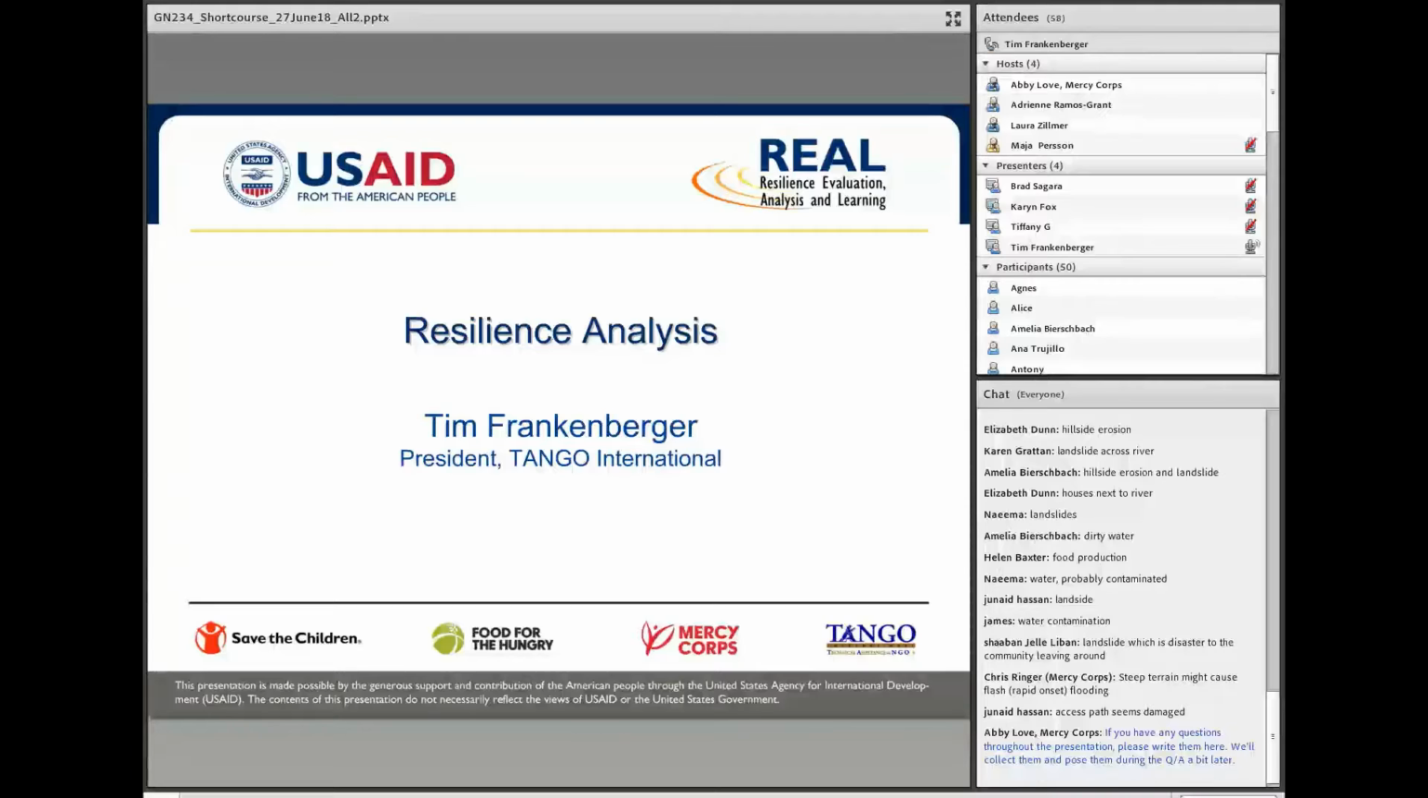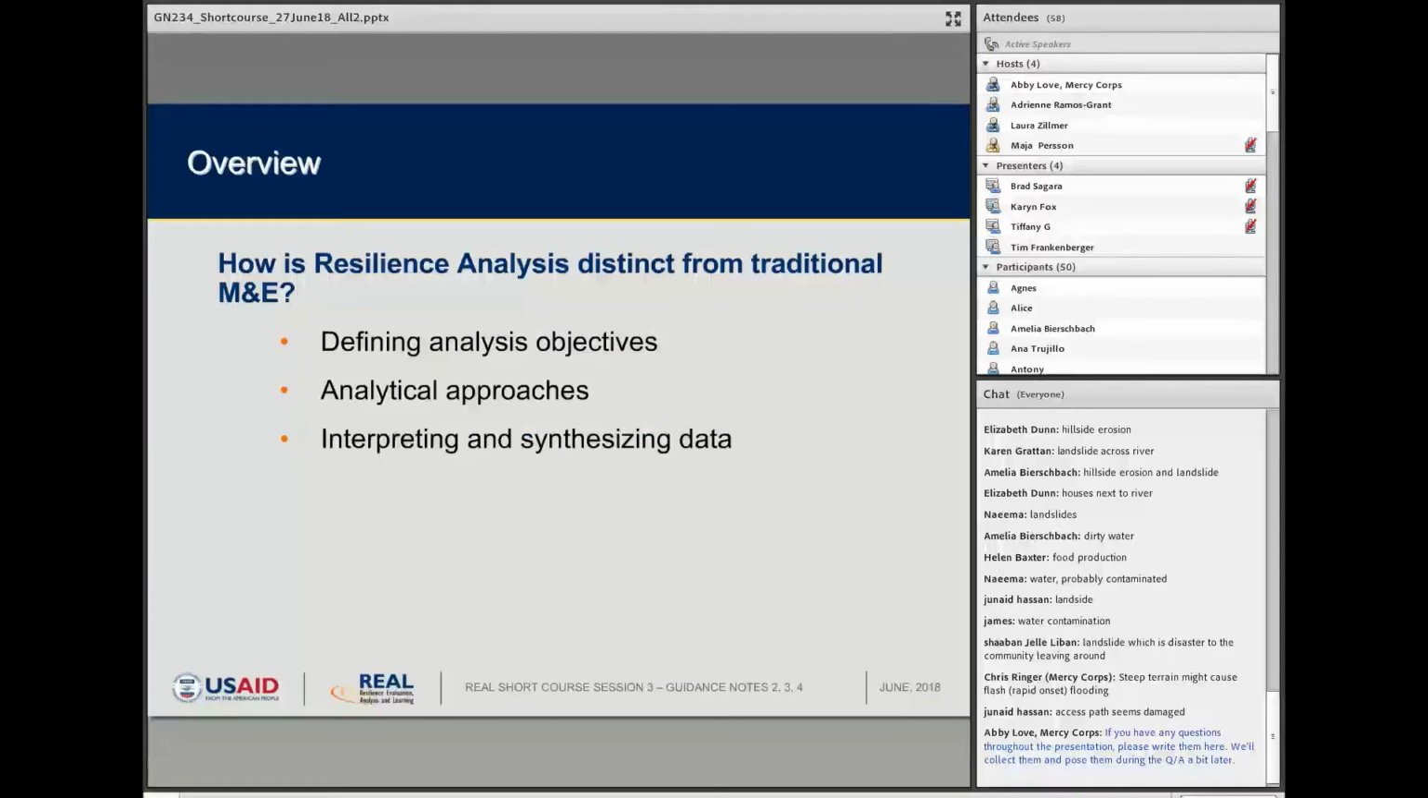So there are several things that we're interested in. When you are doing analysis of resilience as part of your resilience work, we want to make sure that we define our objectives very clearly. What are we trying to actually accomplish in our analysis? Also, it's very important to understand what are the most appropriate analytical approaches for doing that analysis. And then finally, how do we interpret and synthesize the data in a way that helps inform programming going forward?